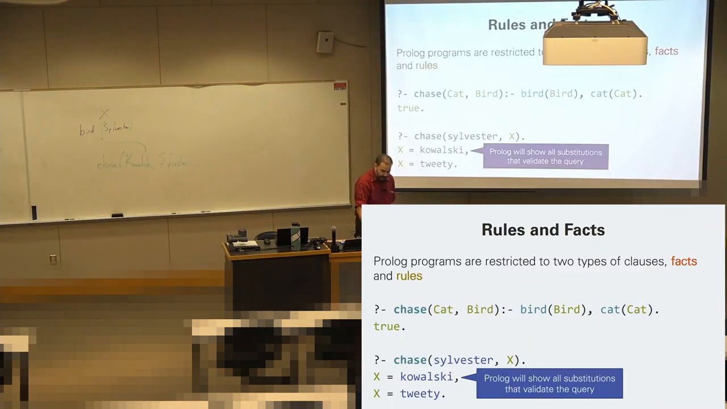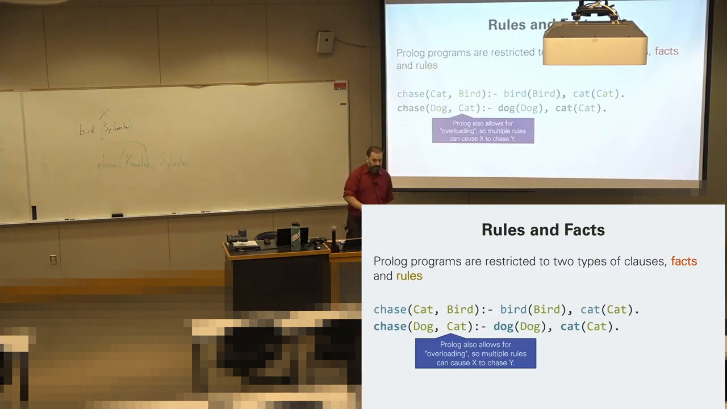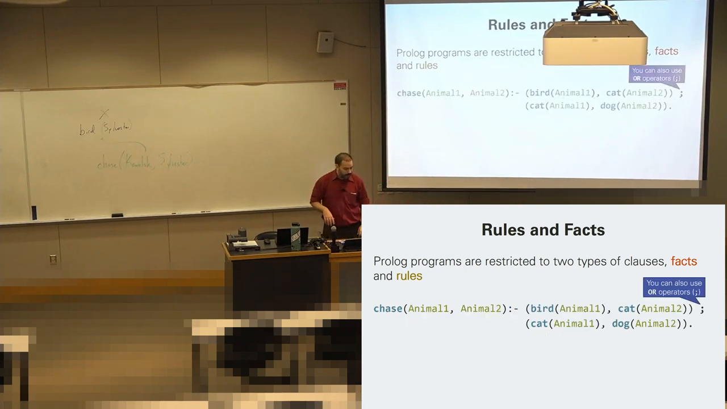And what else can we do for this? So you can overload. This is where it's me just kind of showing off other things that you can build off of this. So you can have an overload as well. So now maybe it's not just cats and birds, but it's also cats and dogs, right? Oh, a dog will chase a cat if the dog is a dog and the cat is a cat. Ah, right. You can build those things up.